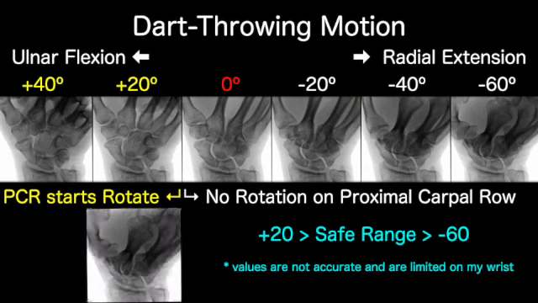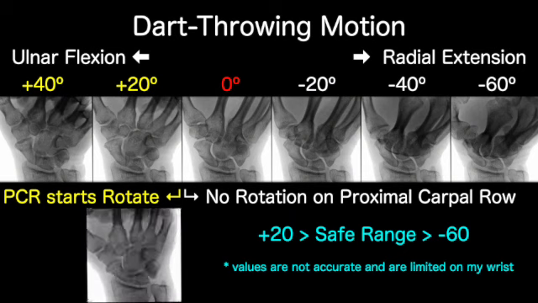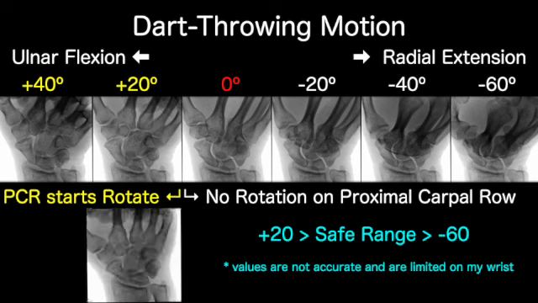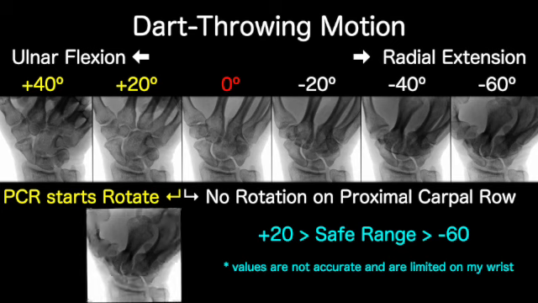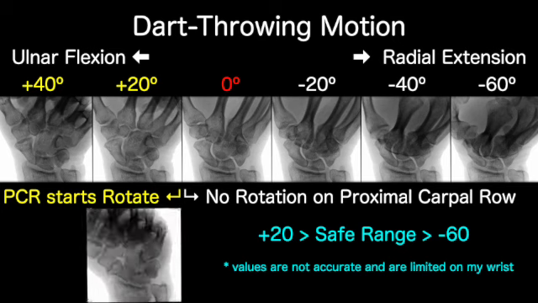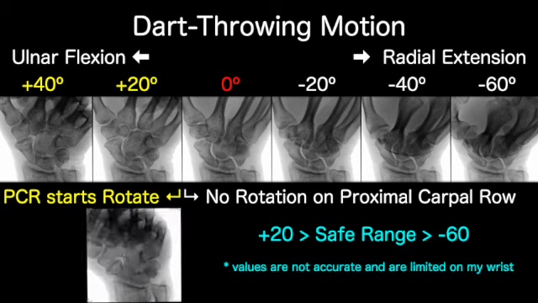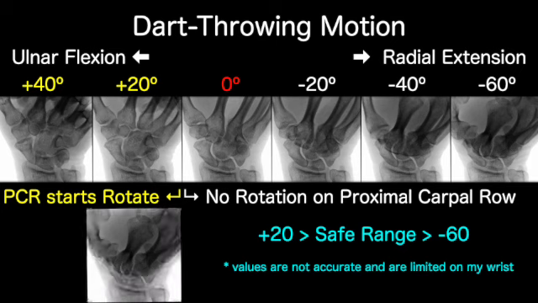For example, in the full range of dart throwing motion of my wrist joint, the scaphoid started palmar rotation at the point of 20 degrees of ulnar flexion. This shows that the safe range is limited, so further investigation is needed to find out its values for treatment or training methods.